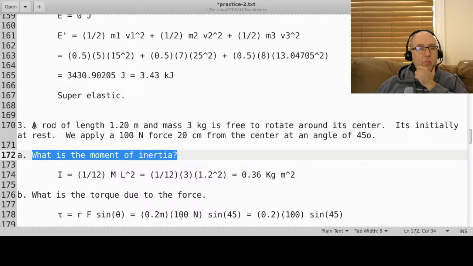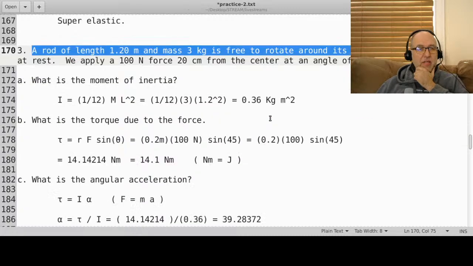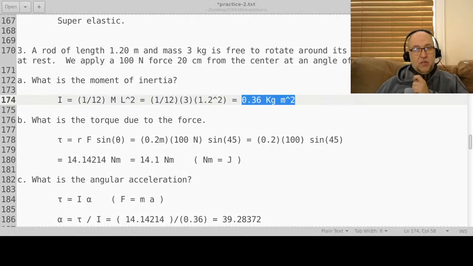Okay, so we have a rod of length 1.2 meters and 3 kilograms. It's free to rotate around the center. Moment of inertia: that's the formula for the moment of inertia rotating around the center. Okay, and it's 1/12 ml squared. Plugging in the numbers, I get 0.36 kilogram meters squared.